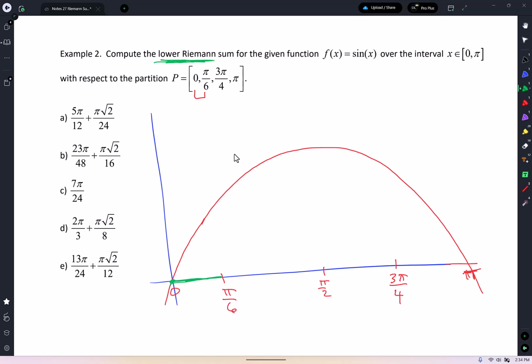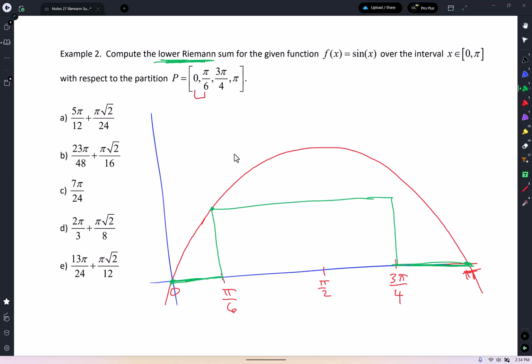Between pi over 6 and 3 pi over 4, where do I have the lowest point? At pi over 6. Here's how it's going to look, guys. You see it? And then between 3 pi over 4 and pi, where's the lowest y value? At pi. So you don't have, so there it is. You just have that one rectangle.